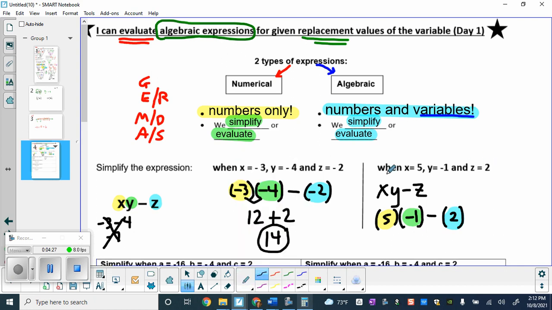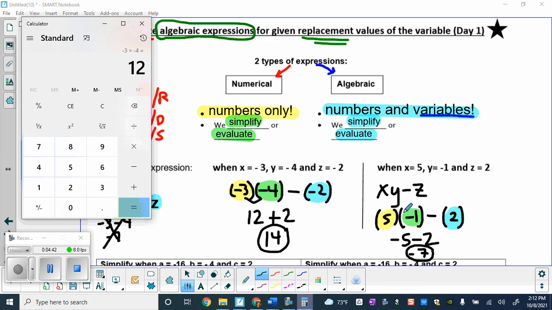So now when we follow the order of operations, this right here, 5 times -1 is -5 minus 2, and this is a -7. That's a -7 for that final answer. So feel free to use the calculator, like for this part. If you need to do the 5 times the 1 that's negative, there's your -5. Now you've just got -2, and there's the -7. Okay?